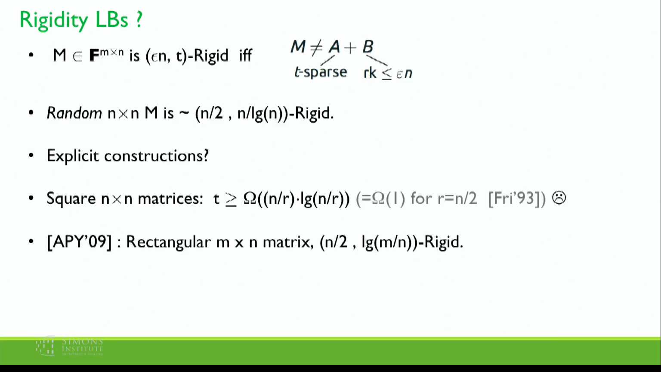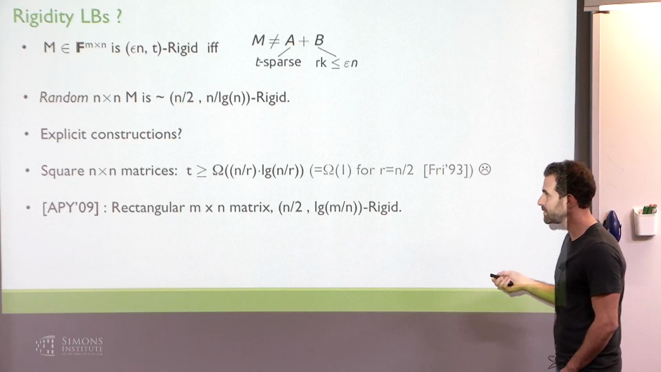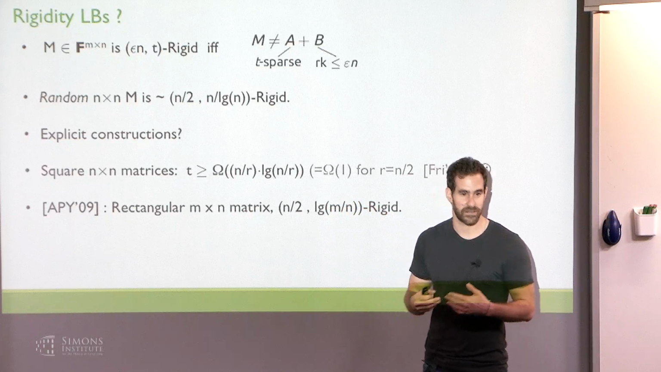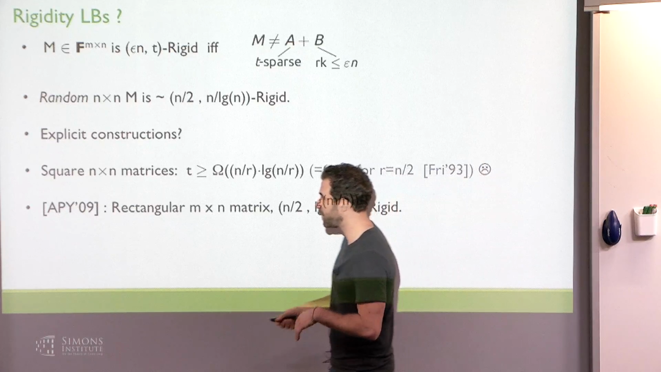Once we go to explicit constructions, once again, the situation is very gloomy. The best lower bound we have, if you want to decrease the rank to r, for any rank parameter r, is that you need to change roughly n over r times log n over r entries, which is a mere constant, like 10, for square matrices if we want to decrease the rank below n over 2.